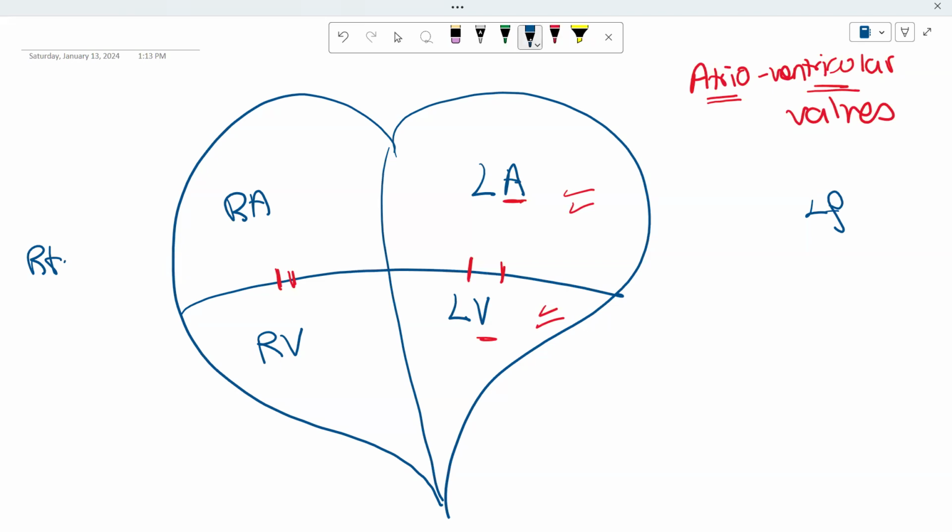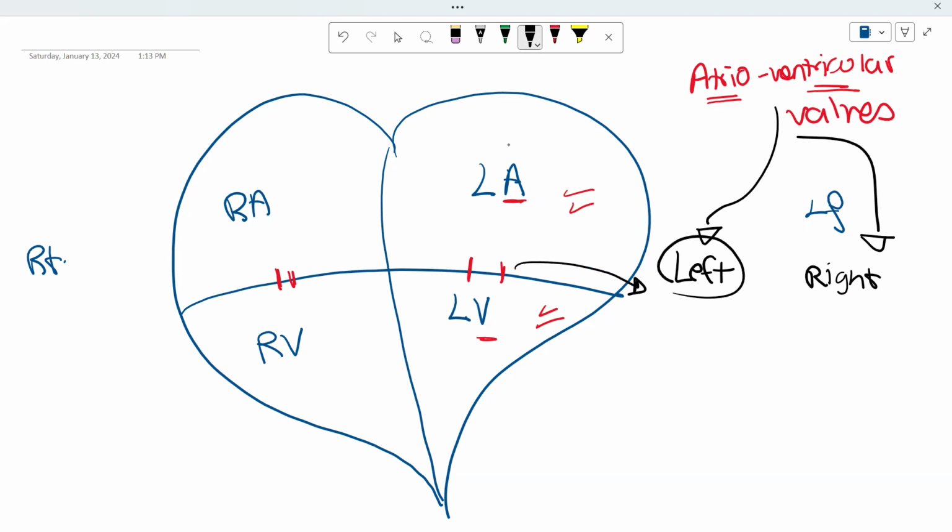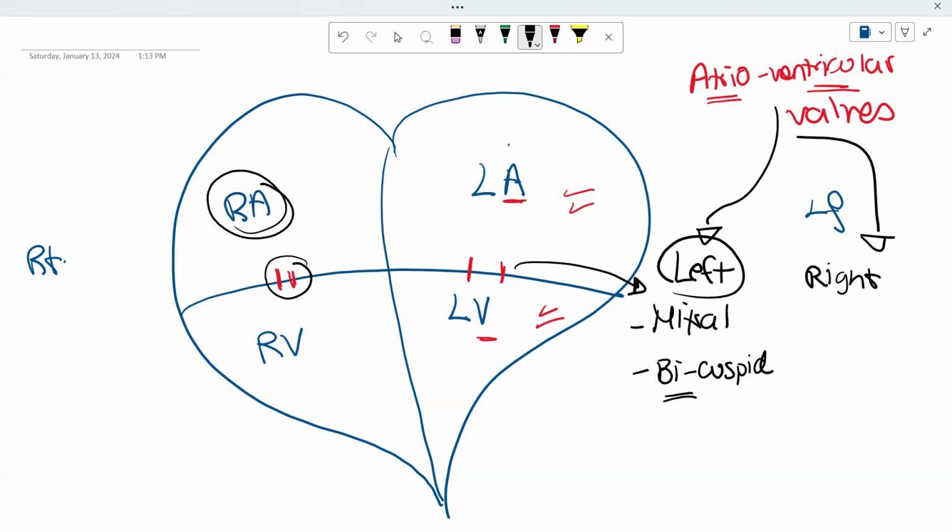Now, these atrioventricular valves are divided into 2. The one on the left side of the heart and the one on the right side of the heart. Like your friend said, the atrioventricular valve on the left side of the heart, this one, has 2 names. It's known as the mitral valve or the what? Or the, wake up with me, bicuspid valve. And the atrioventricular valve on the right side of the heart here, between the right atrium and the right ventricle, is known as the tricuspid what valve?